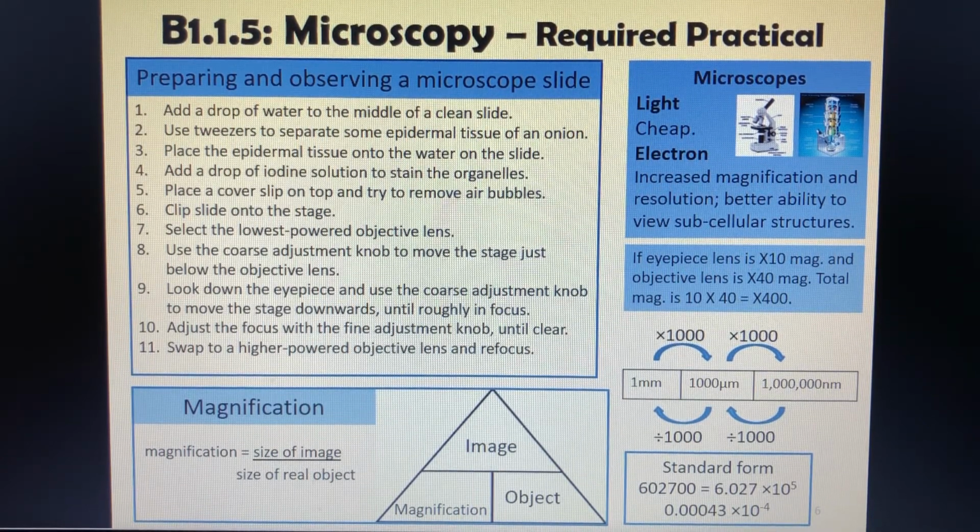Okay, so if we go the other way, if we've got a really small number, then I don't appear to have got the full number on that bottom one. It should be 4.3 times 10 to the minus 4. I don't know why the whole number isn't there. So 0.00043 is 4.3 times 10 to the minus 4.